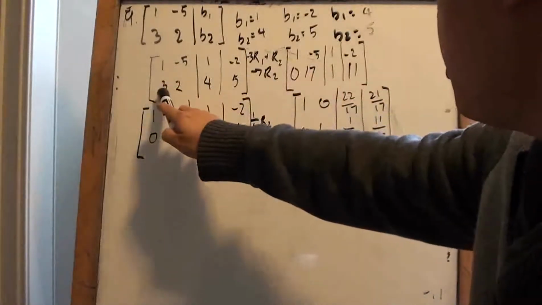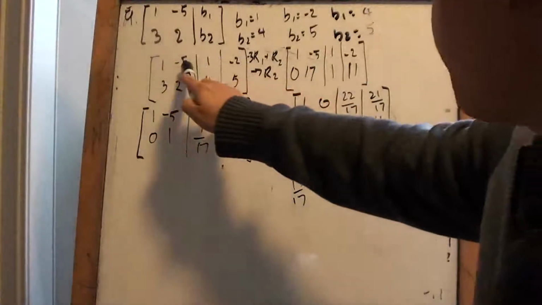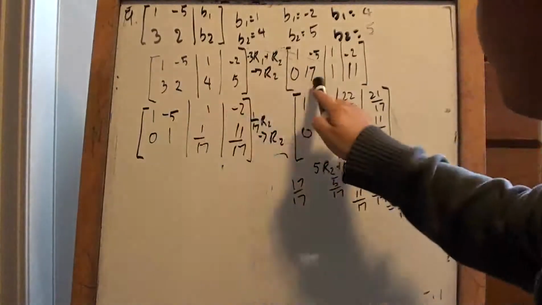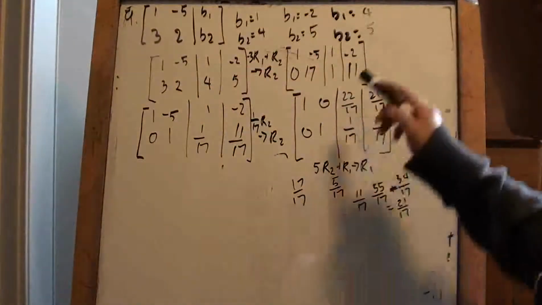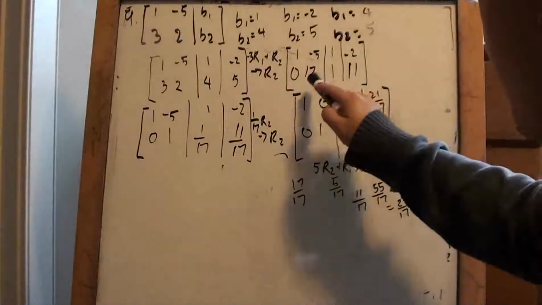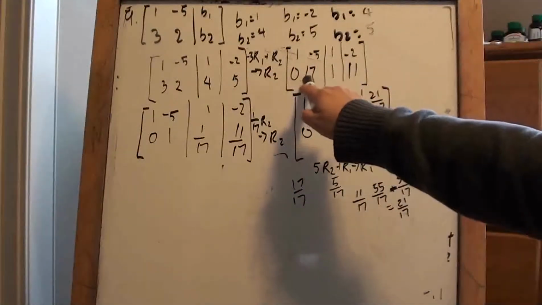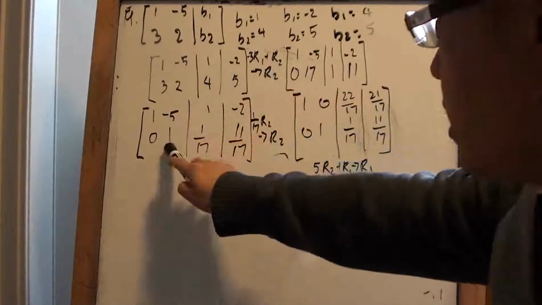So leading coefficient 1, get rid of the competitor. And this becomes 17 because negative 3 times negative 5 is 15, plus 2 is 17. And I made the same changes on this side too. So anyways, that's that. Now what I'm going to do is divide. That 17 is going to be my leading coefficient, but I don't want my leading coefficient to be 17. So I'm just going to divide that by 17, which will give you this.